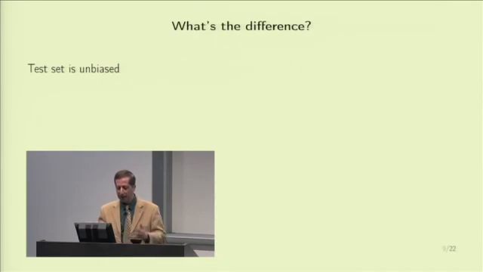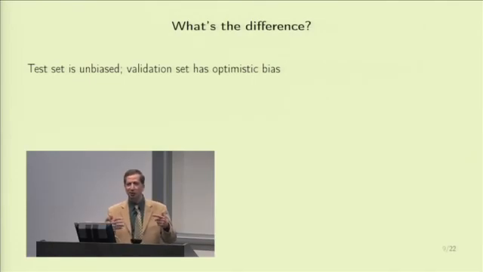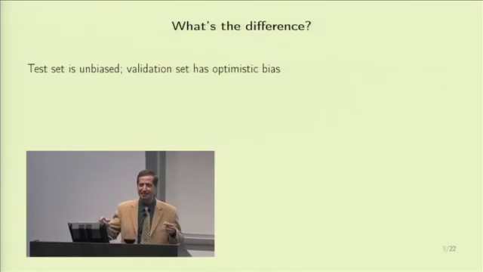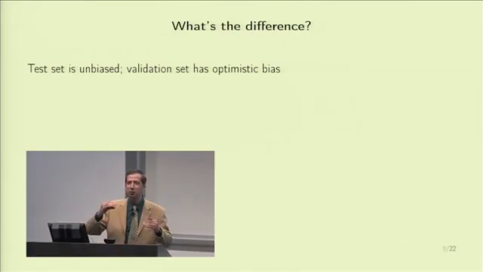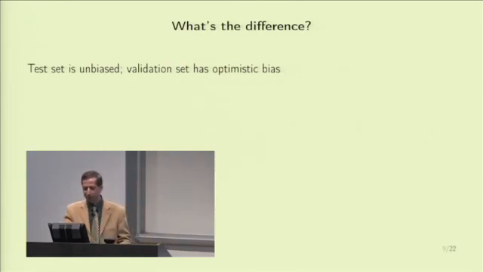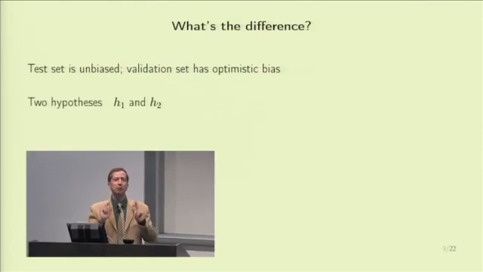Let's say I have the test set which is unbiased, and I'm claiming that the validation set has an optimistic bias. Optimism is good, but here it is optimism followed by disappointment. It's deception. We are just calling it optimistic to understand that it's always in the direction of thinking that the error will be smaller than it will actually turn out to be. So let's say we have two hypotheses.